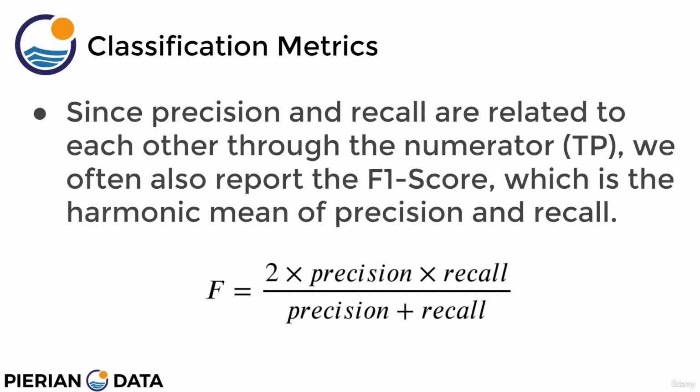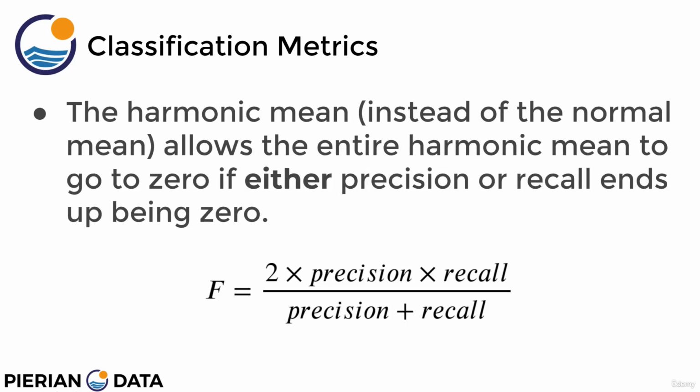Now let's finally discuss the F1 score, otherwise known as the F metric or F score. Since precision and recall are related to each other through the numerator, recall that's the true positive, we also want to often report the F1 score, which is the harmonic mean of the precision and recall. We use the harmonic mean instead of the normal mean because this allows the entire harmonic mean to go to 0 if either precision or recall ends up being 0. So essentially what F1 score wants to do is report back to you how well you're doing in both precision and recall in one number.